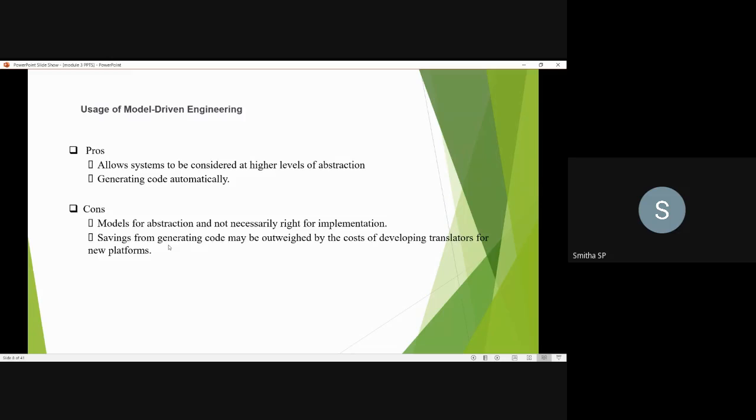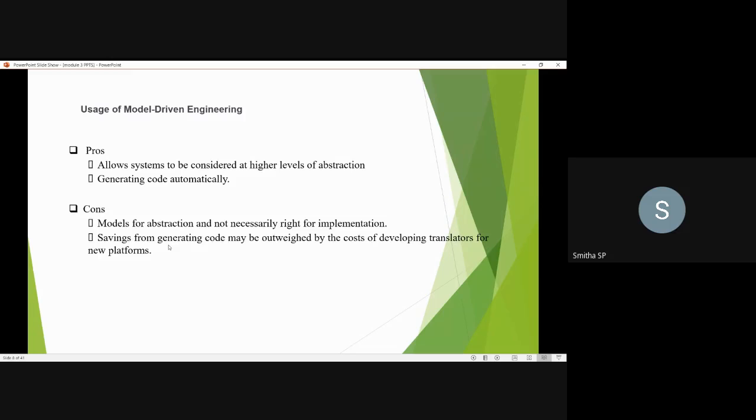Firstly, the pros, that is, the advantages. The model driven engineering approach allows the system to be considered at a high level of abstraction, meaning the briefing of the system to be developed is done at higher levels. That is the first advantage. Next, model driven engineering generates code automatically. It means that it is cheaper to adapt the systems to new platforms. So generating code automatically is an advantage of the model driven engineering approach.